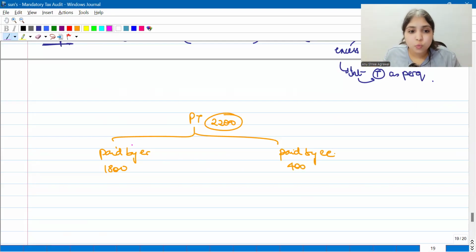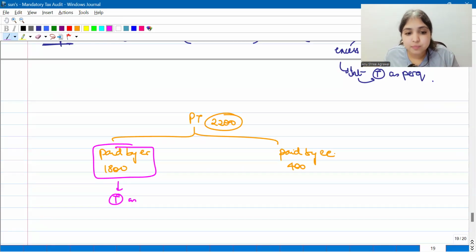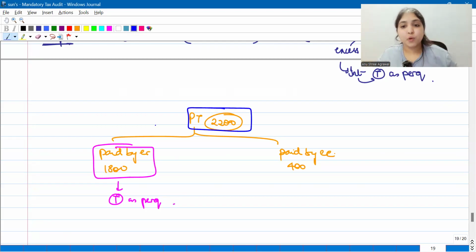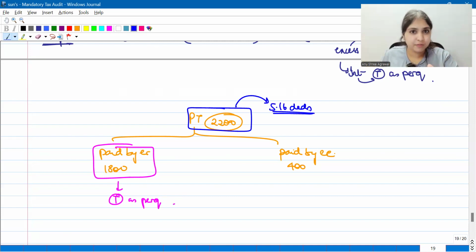Now, whatever is paid by employer is going to be taxable as perquisite. And the entire professional tax, whether paid by employer or by employee, you will get section 16 deduction, provided the assessee has opted out of 115BAC. Right guys, this is a provision. So whatever is paid by employer is taxable as perquisite, and the entire professional tax is a section 16 deduction.